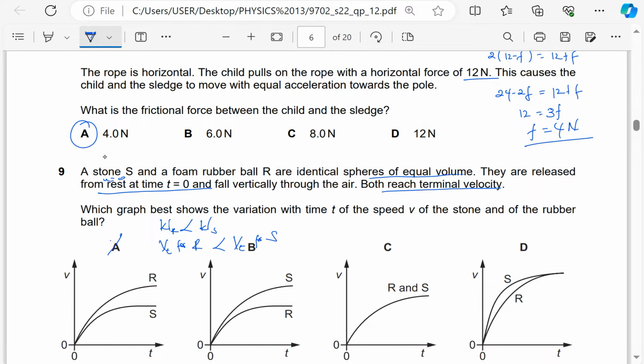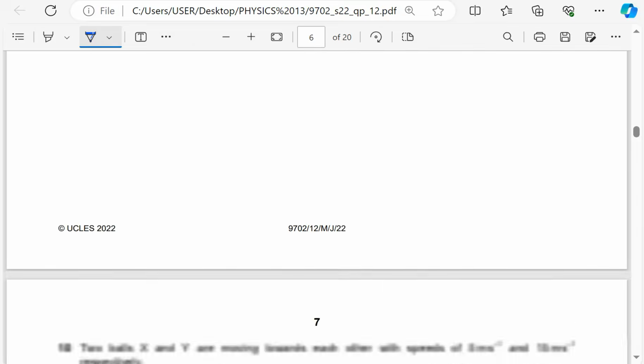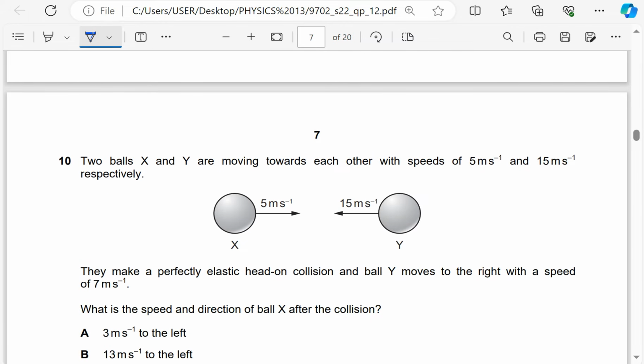So A is automatically wrong because it's showing terminal velocity for R is greater. So we remain with B. C shows that terminal velocity is the same. That is wrong. D is showing that they reach the same terminal velocity. So the answer is automatically going to be B. Terminal velocity for R is less than terminal velocity for S because terminal velocity also depends on the weight if the rest is the same.